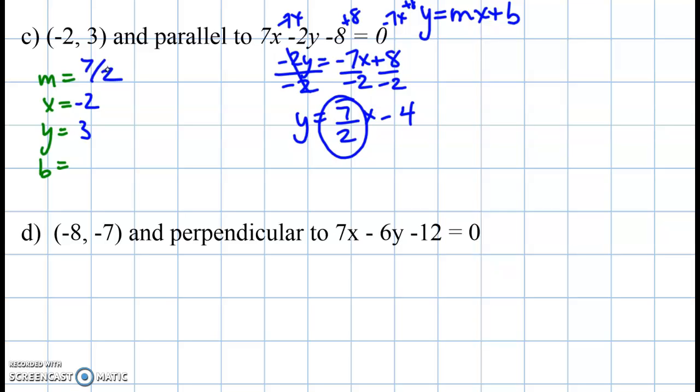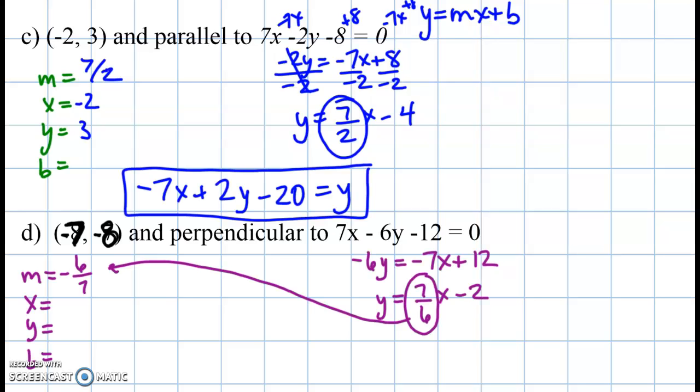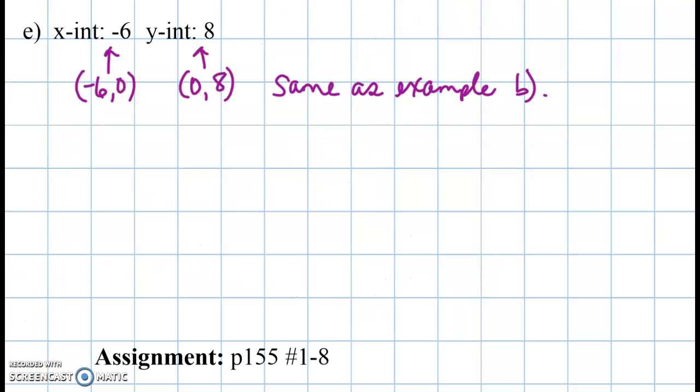And now you can go through the exact same steps from the previous questions. The final answer I will write down for you. Example D tells us the line we're looking for is perpendicular to this one. So we find this one's slope, and then we take a negative reciprocal. Then it's the same steps as the previous examples. Question E is exactly like question B. Go ahead on your own and do it. Good luck.